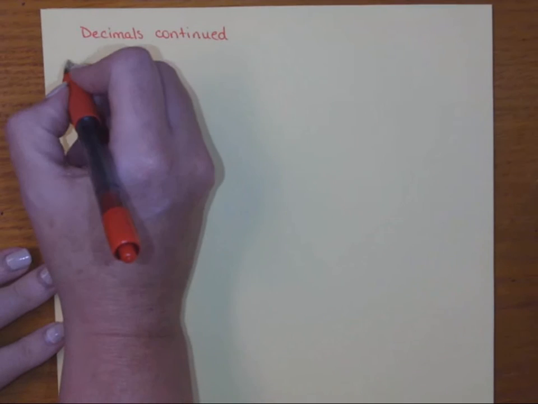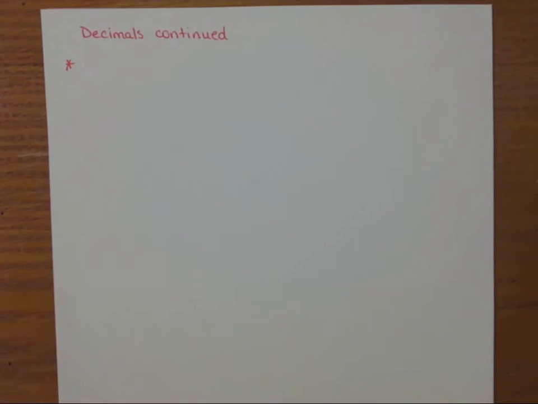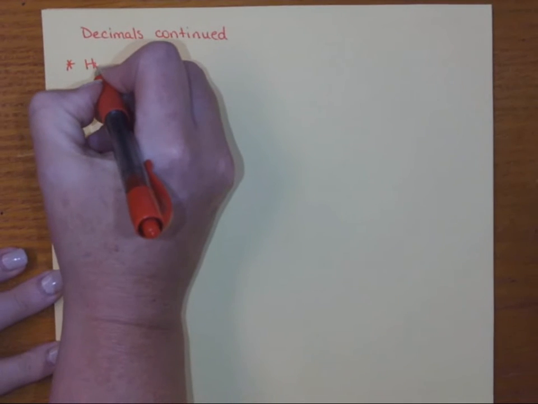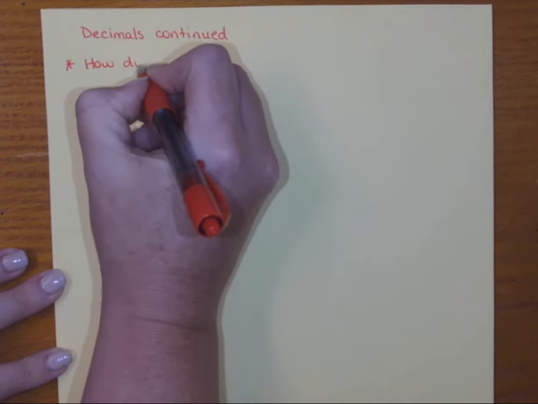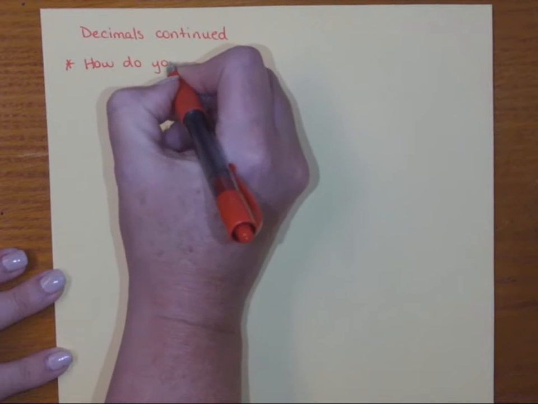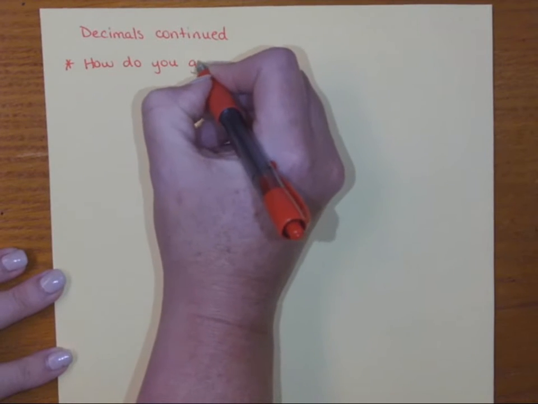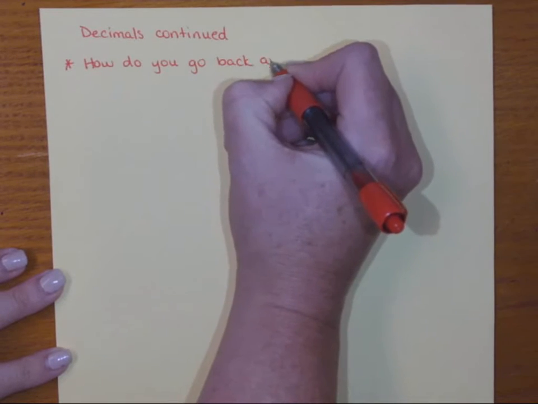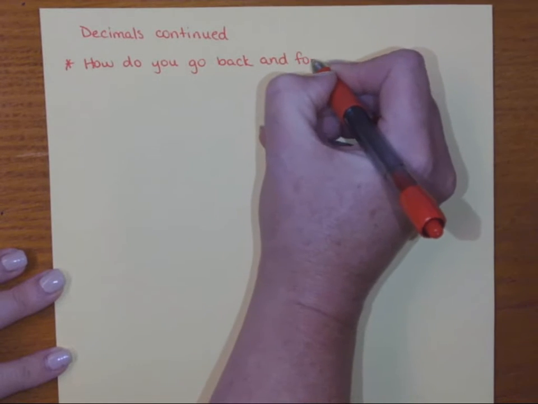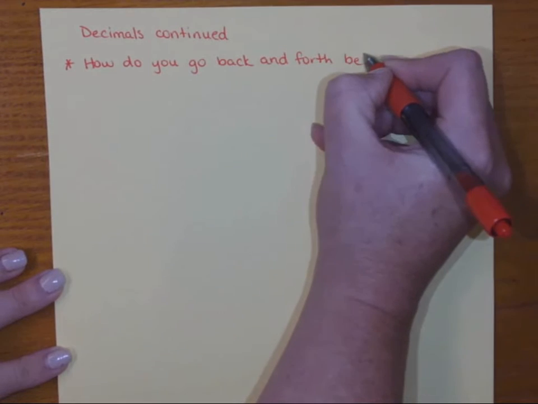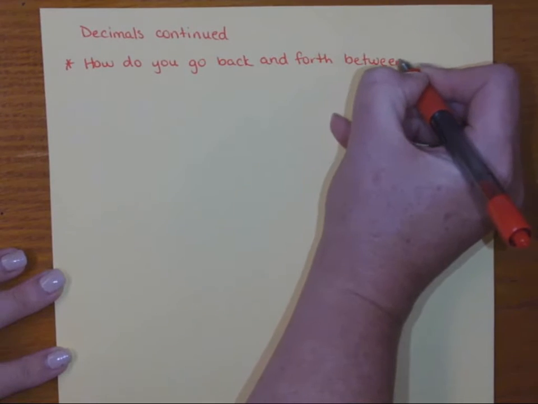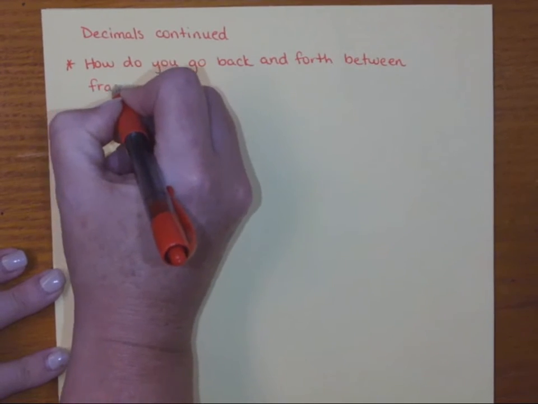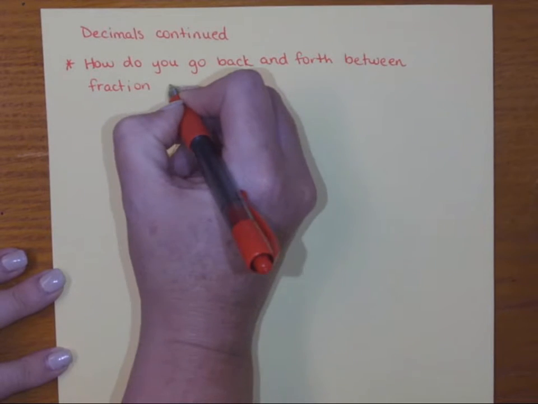So in today's lecture, we're going to finish up and conclude all things decimal. The first thing I want you to ask yourself is, how do you go back and forth between the forms, fractions and decimals? That's something we're going to expect our students to be able to do, and so we certainly need to know how to do it.